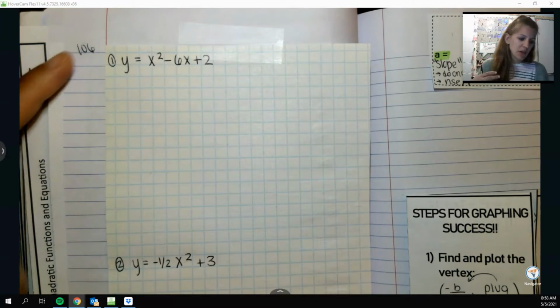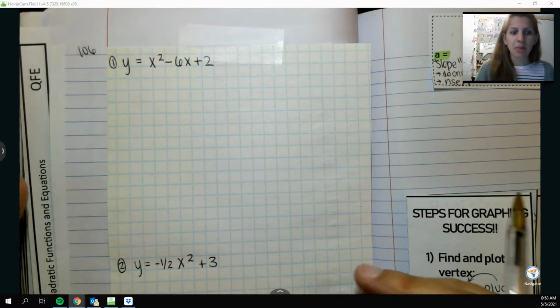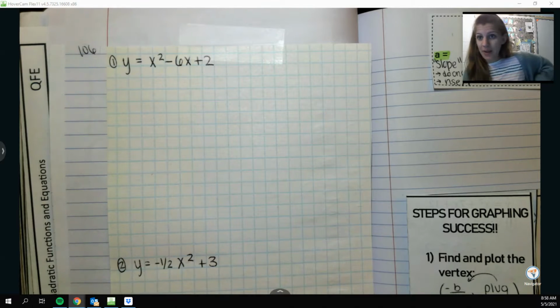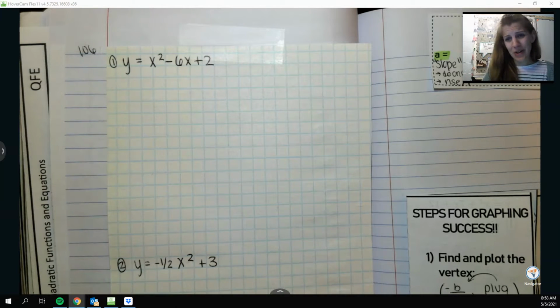Right, guys, on 106, I'm going to do a couple more examples of graphing in standard form. So if my homies at home don't have graph paper, do the very best you can to make your graphs look super duper good.